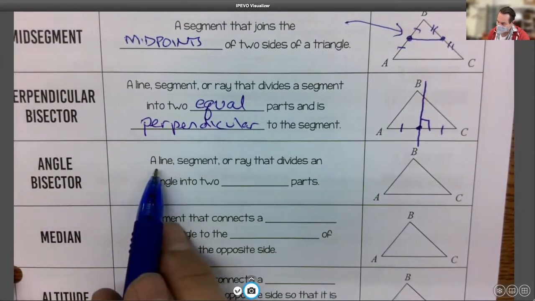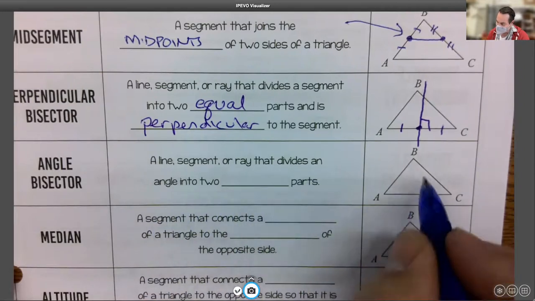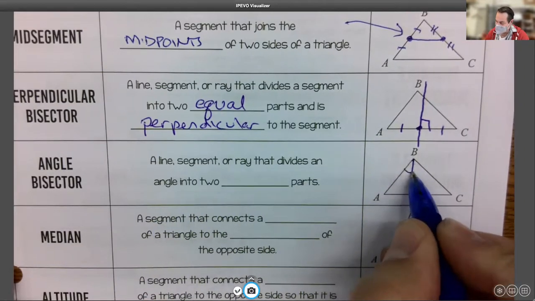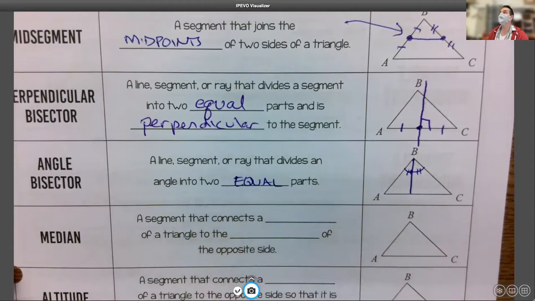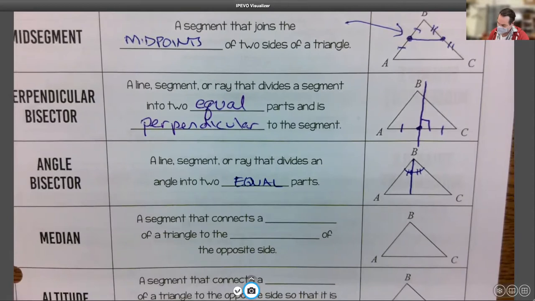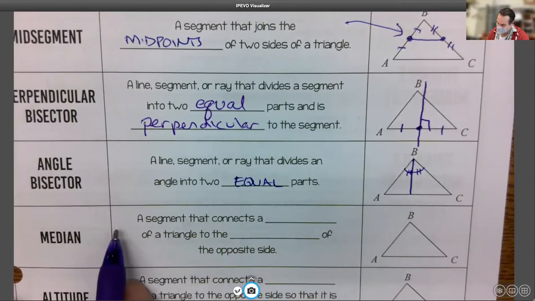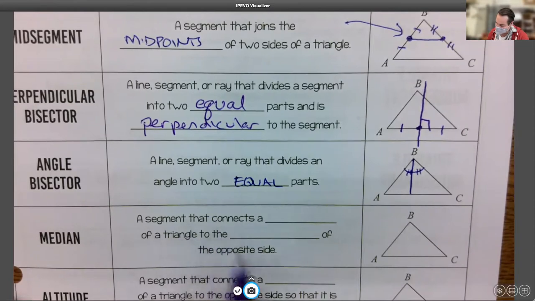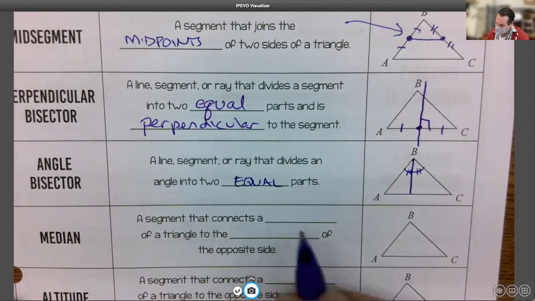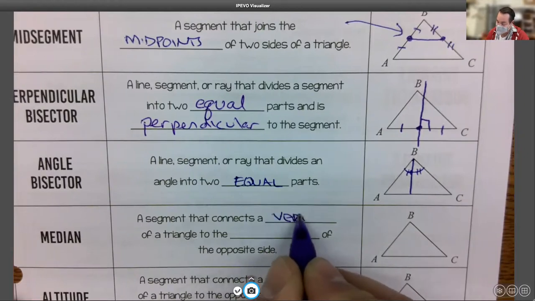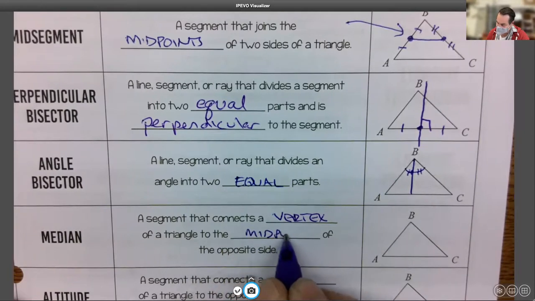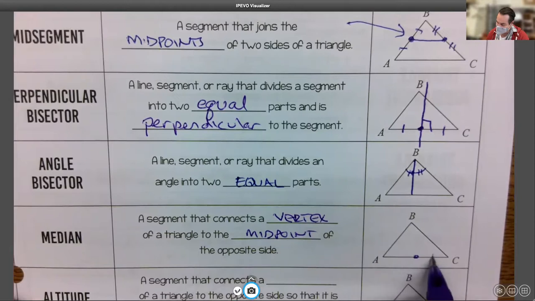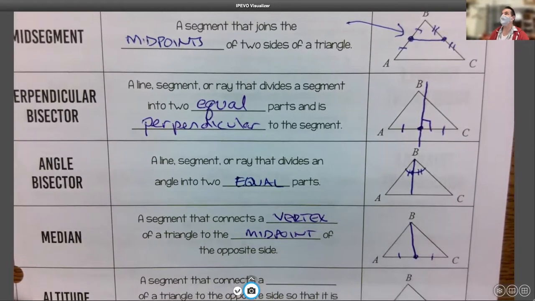Third one is an angle bisector. A line, segment, or ray that divides an angle into two equal parts. The angle has been bisected. And then a median is a segment that connects a vertex of a triangle to the midpoint of the opposite side, the way they phrase this. So it's connecting the midpoint to the vertex.